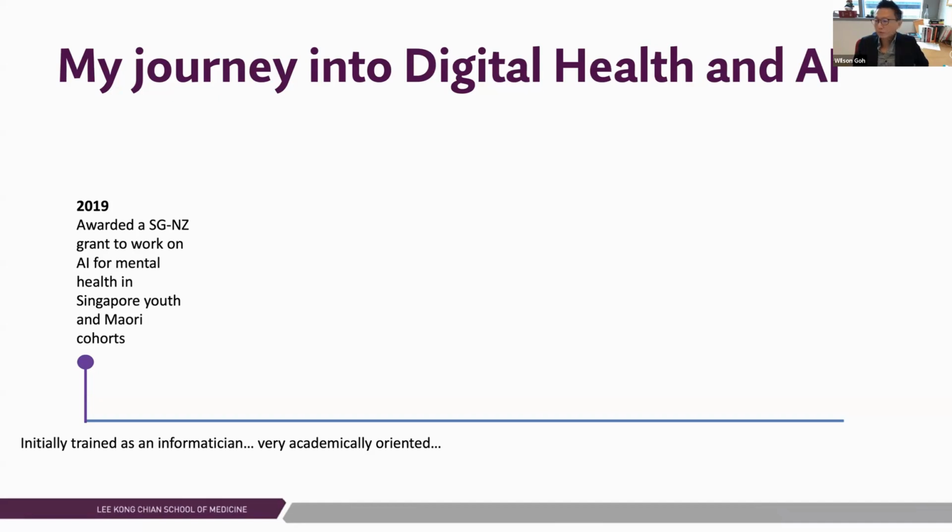I put out a bid for a Singapore-New Zealand joint grant to work on mental health in Singapore youth, and also on the indigenous Maori cohorts in New Zealand. So that I think led to some very interesting new developments where we actually looked at population data and thought about how we can come up with novel ways to integrate social demographic information, seek out digital markers, and also identify biomarkers from very rich data sources.